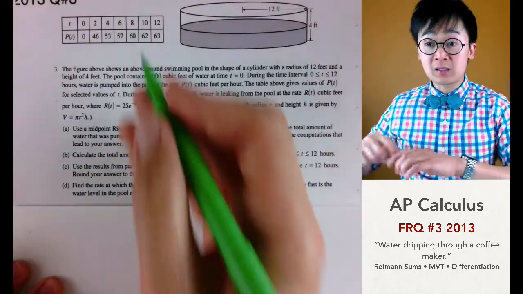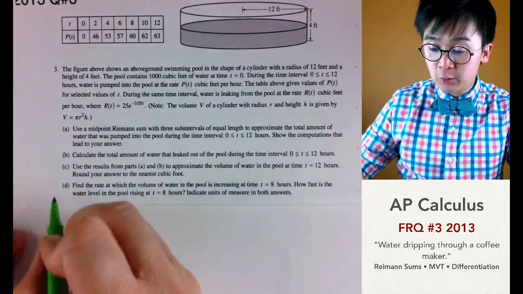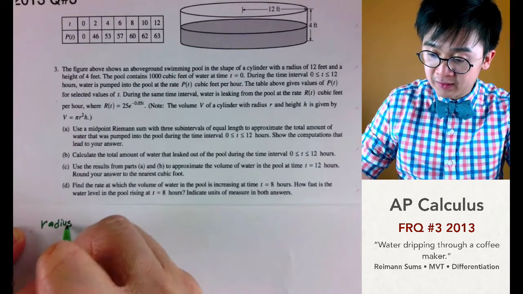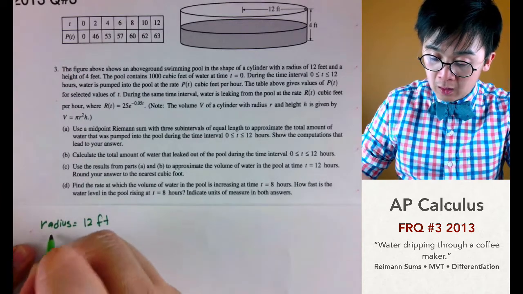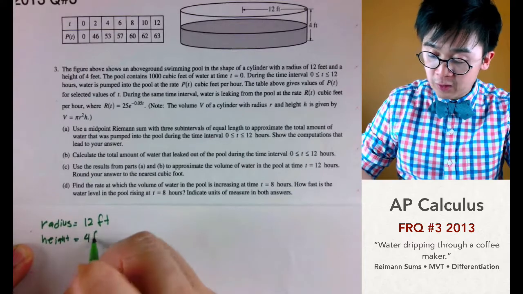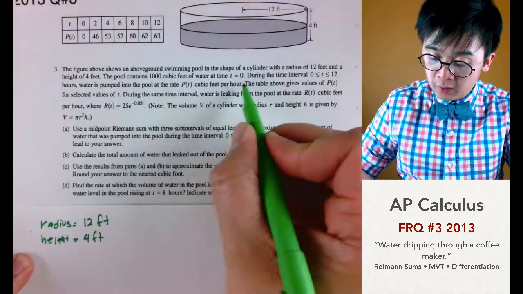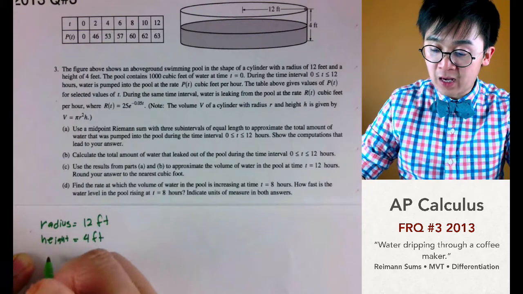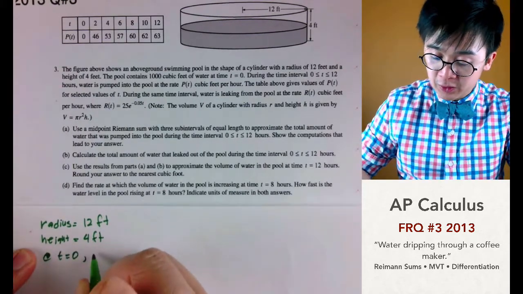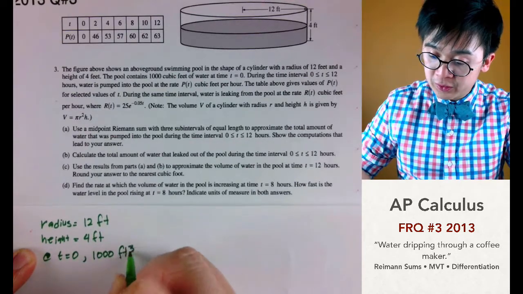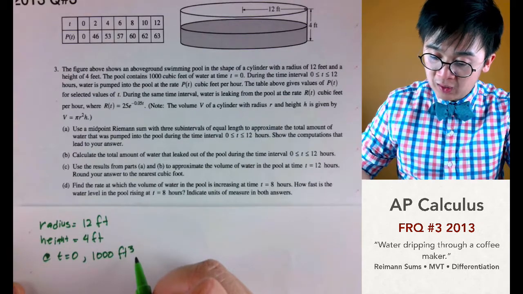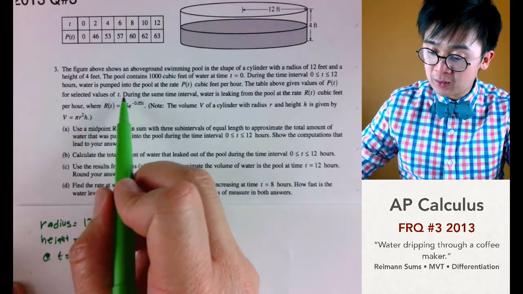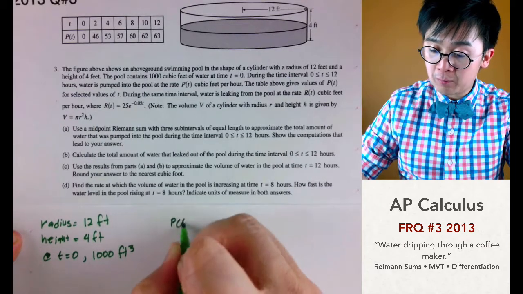So first, let's summarize the information given in this particular problem. We have this table, and we know that the pool, or the cylinder, has a radius of 12 feet. We also know that its height is equal to 4 feet. We also know that to begin with, at t equals 0, there's already 1,000 cubic feet of water in this cylinder. So at t equals 0, there's 1,000 cubic feet of water in the pool, and we're also given the value of P of t, which is the function for the water being pumped into the pool.